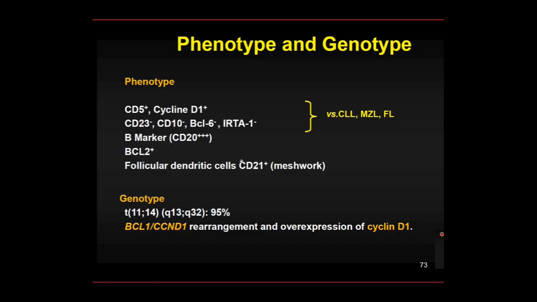Follicular dendritic cells can be present. You usually see them in the nodular pattern because, of course, they are reminiscent of the normal germinal center. Okay. But now, getting back to this cyclin D1, in the genotype, the genetic hallmark of mantle cell lymphoma is translocation 11, and once again 14. So IgH, heavy chain on 14, BCL1 encoding cyclin D1 on chromosome 11, overexpression of cyclin D1.